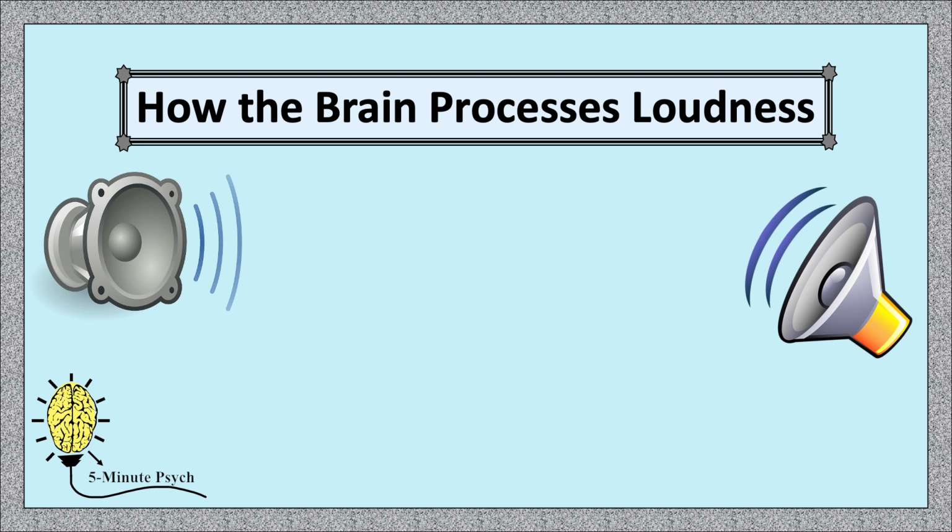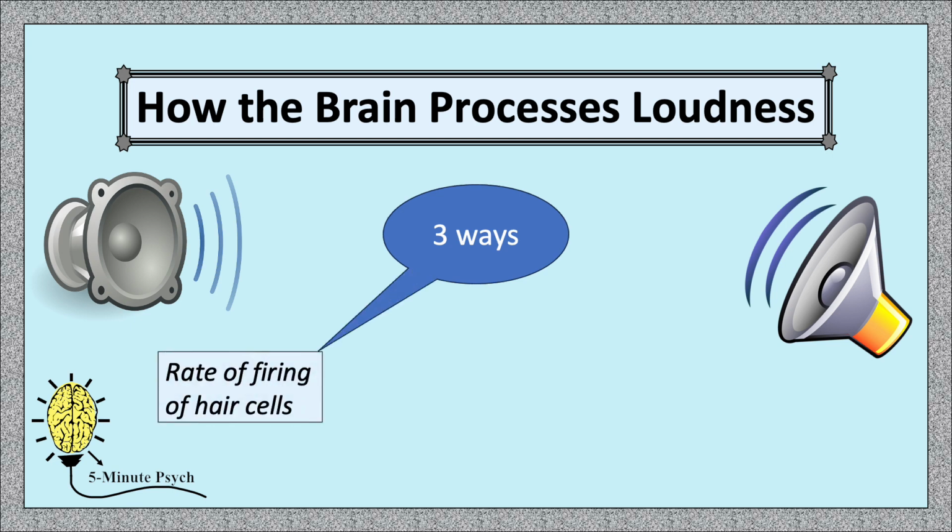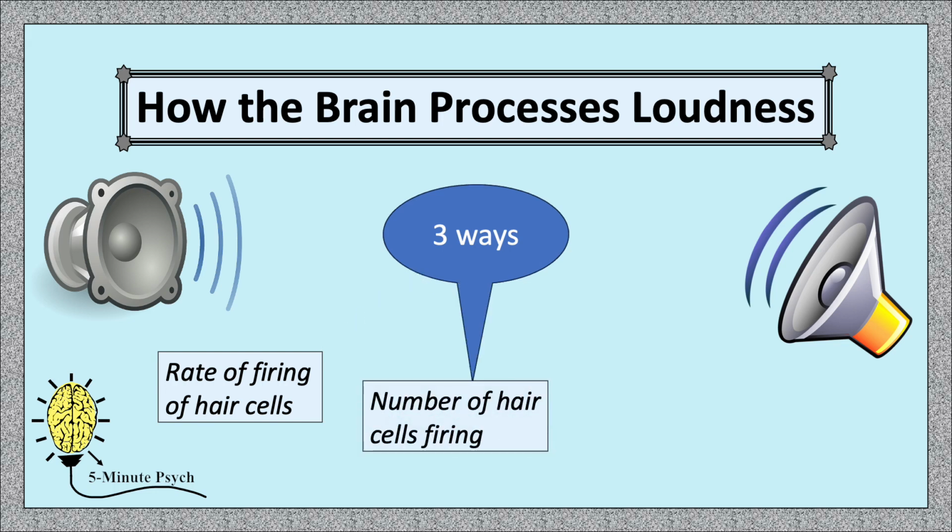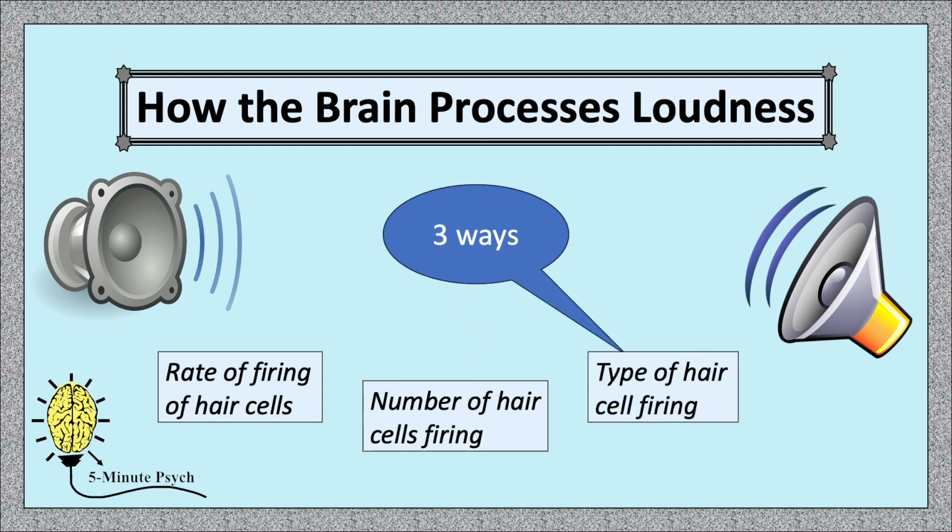The brain can interpret the loudness of the sound in three ways. First, the rate of firing of the hair cells. If they're firing fast, then the sound is louder. Also, if more of the hair cells are firing, this tells the brain that the sound was loud. And finally, the type of hair cell that fires. Some hair cells only fire if the sound waves coming in have a great amplitude.